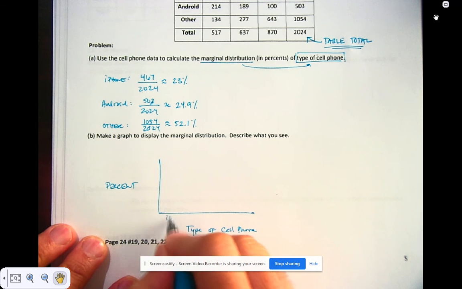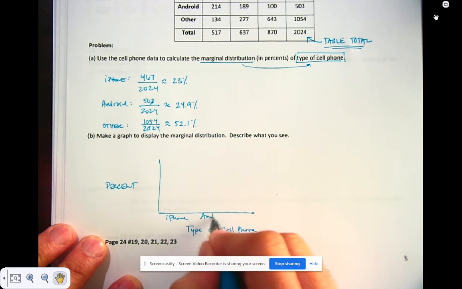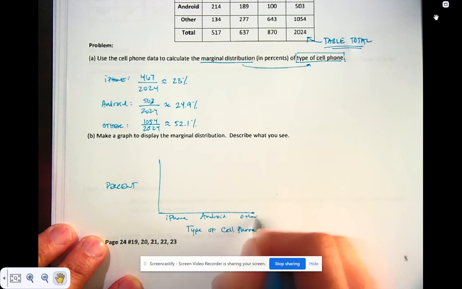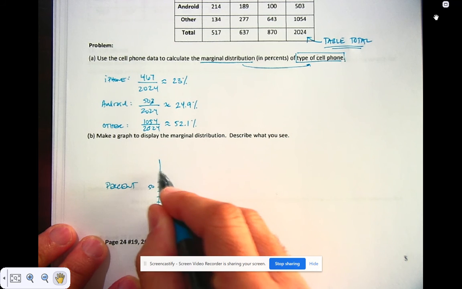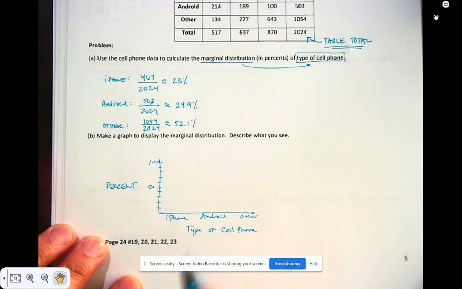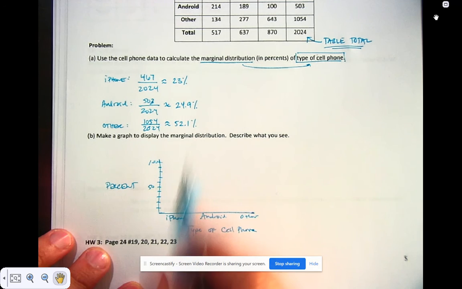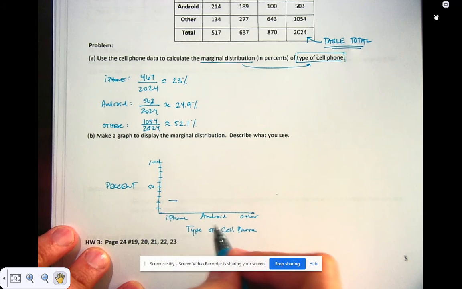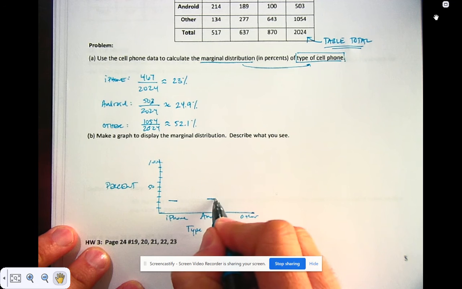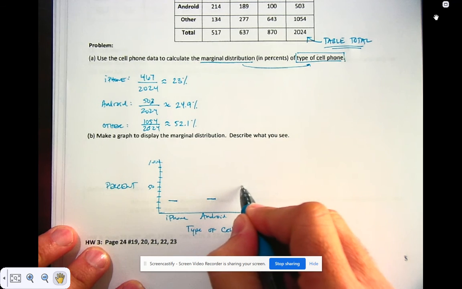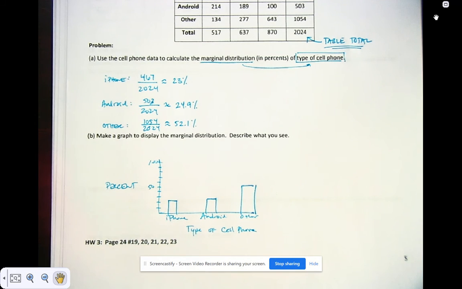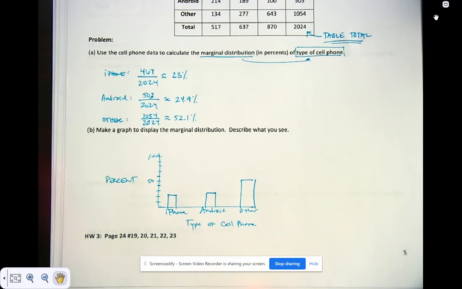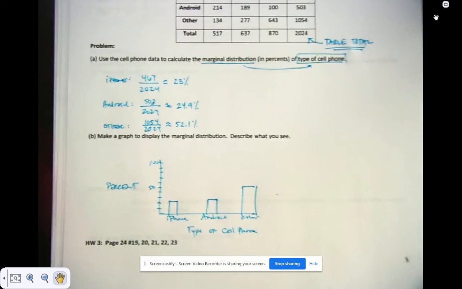And we've got the iPhone, we've got Android and other, and 10, 20, 30, 40, 50, 60, 70, 80, 90, 100. And then we're just going to do little estimates here. We're at 23, so right about there. And then we're a little bit higher for Androids. And then we're up here at 50 for other. Okay. And so we've done a graphical display of those percentages, right? And so, we're done with the lesson.